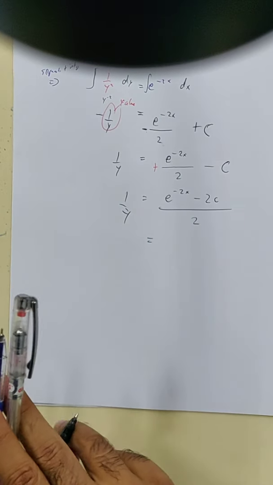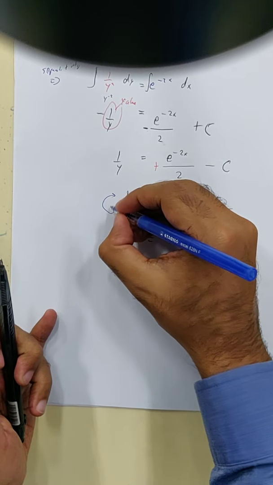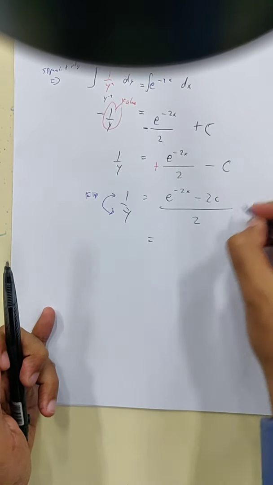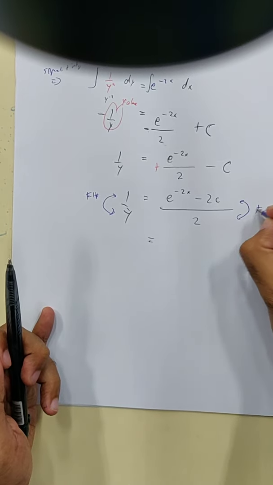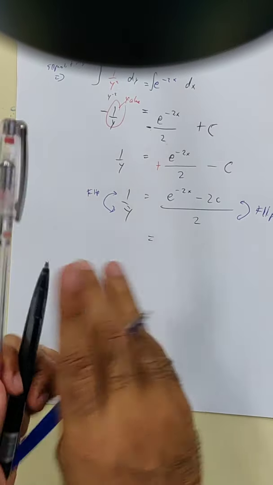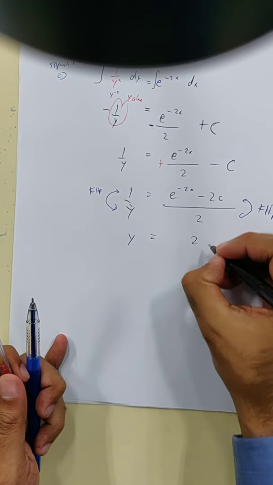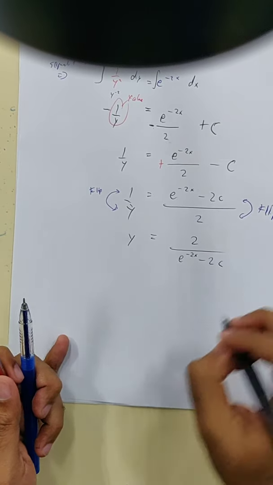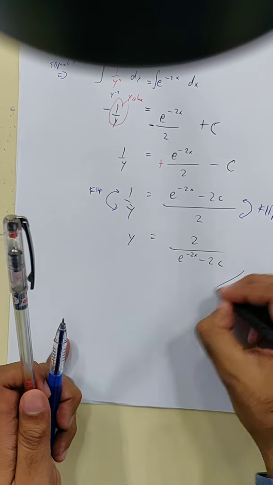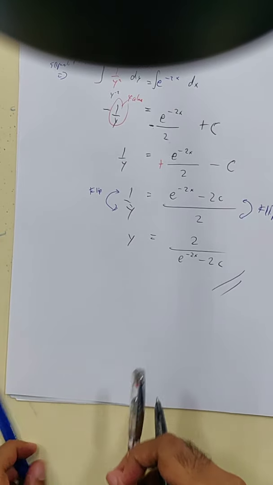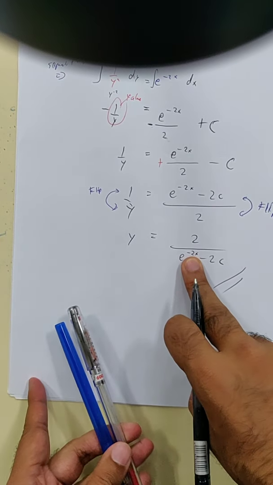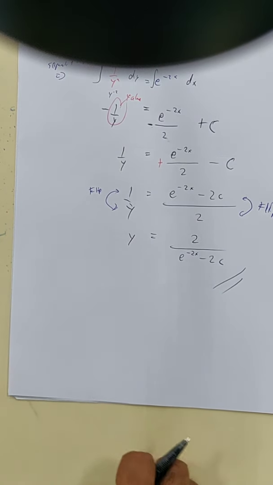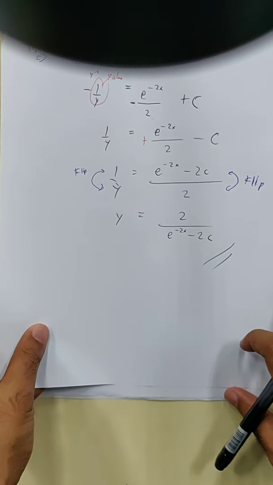Oh yeah, so what should we do now? We flip them up. So what do we get? y equals 2 over e negative 2x minus 2c. That's okay as your final answer. Technically, I don't really like it because the negative is down there, but that's what's shown in the lecture slide. Let's not waste too much time and move on to the next example.